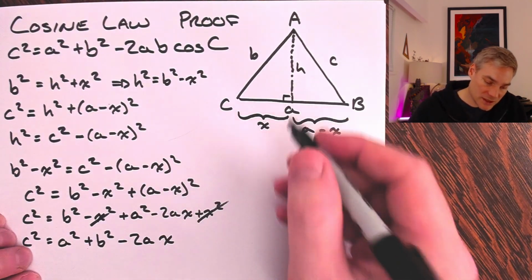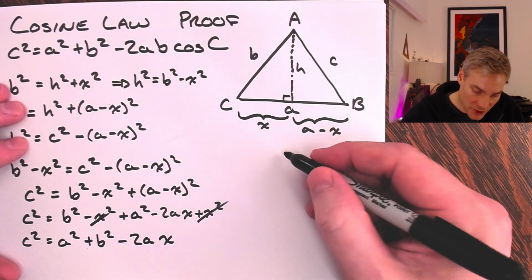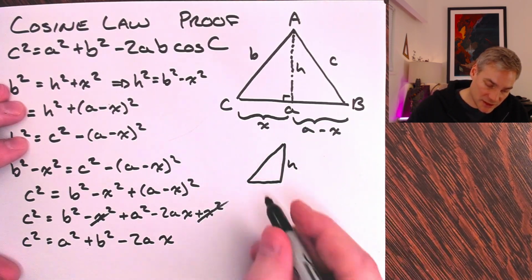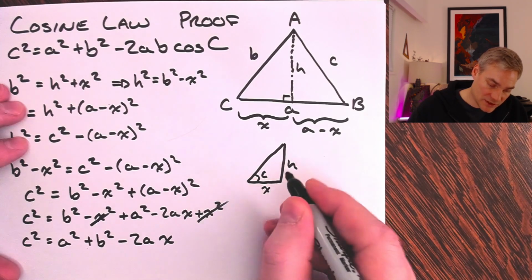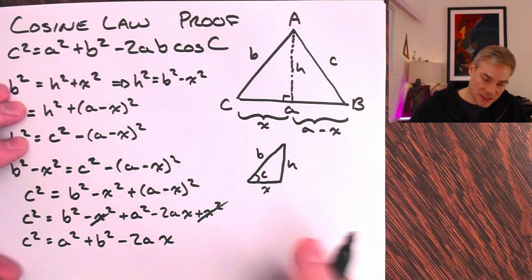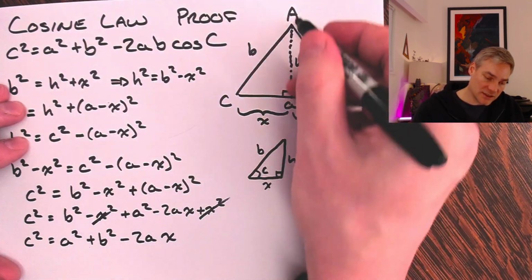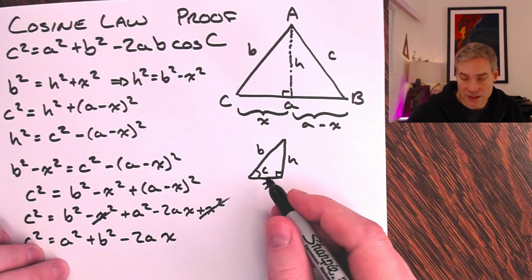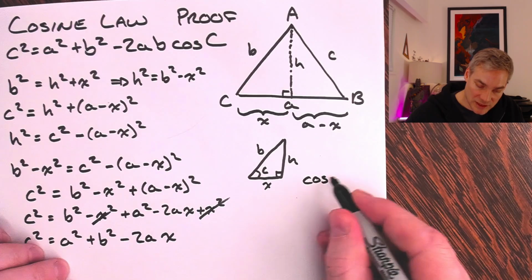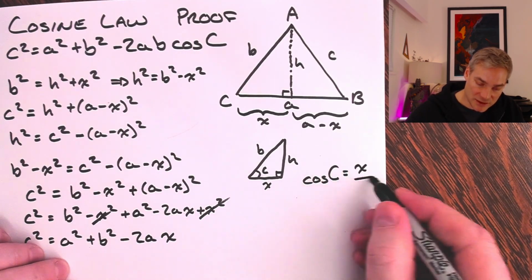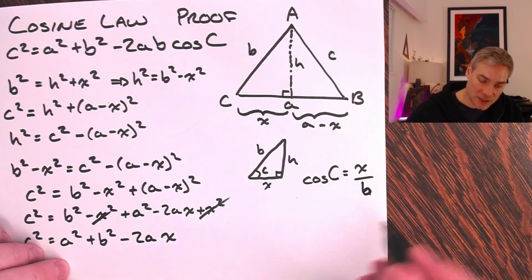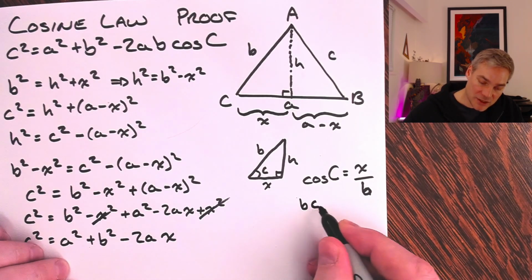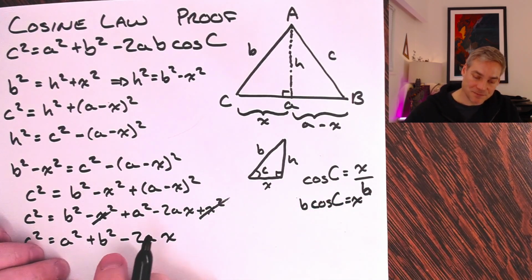Okay? Well, if we go to this triangle, we can say, okay, let's just draw that one triangle out. So this is h, this is x, that's my angle C, and this is my side b, right? It's just this triangle. So what is x? Well, if I use SOHCAHTOA, I'd have cos C equals my adjacent over my hypotenuse, which is b. So if I solve for x, what I find is b cos C equals x.